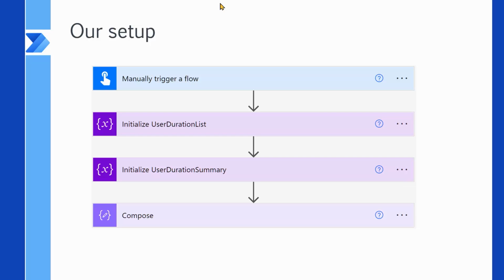Let's start with our setup and see what we have for this video. I created a flow with a manual trigger, so you push a button and everything will work. I created two variables. One of them is user duration list. The other one is user duration summary. This is our input. Whatever we do should go into this variable. They are both arrays. And finally, after we are done, I put the content of this variable inside a compose, so we will examine and see what we got as a final result.